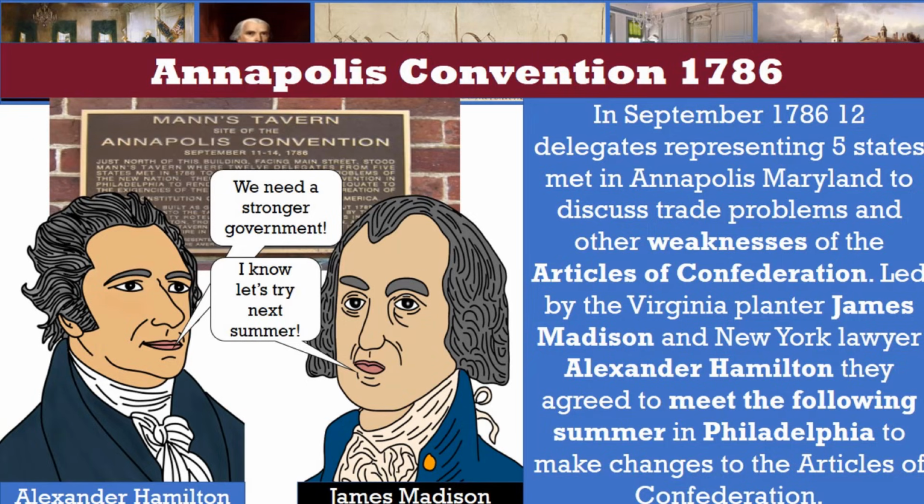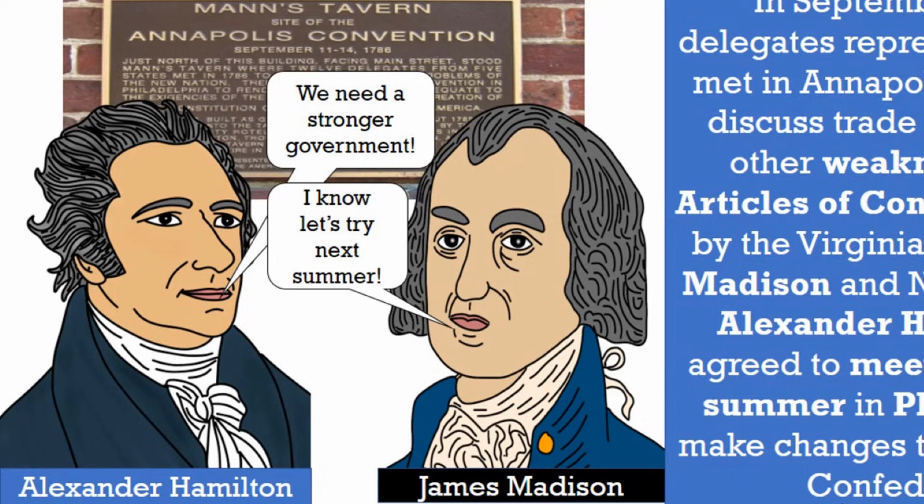In September 1786, 12 delegates representing 5 states met in Annapolis, Maryland to discuss trade problems and other weaknesses of the Articles of Confederation in what became known as the Annapolis Convention. Led by the Virginia planter James Madison and New York lawyer Alexander Hamilton, they agreed to meet the following summer in Philadelphia to make changes to the Articles of Confederation.